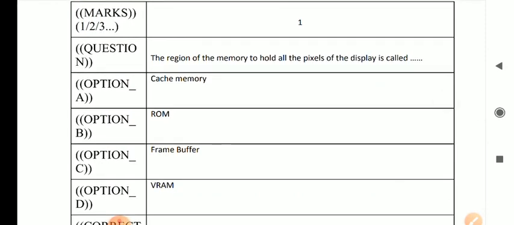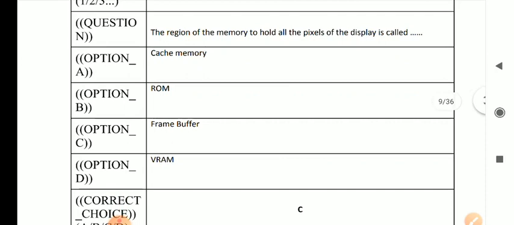The region of the memory to hold all the pixels of the display is called cache memory, ROM, frame buffer or VRAM. So the answer of this is frame buffer.